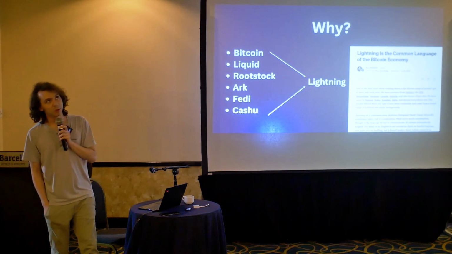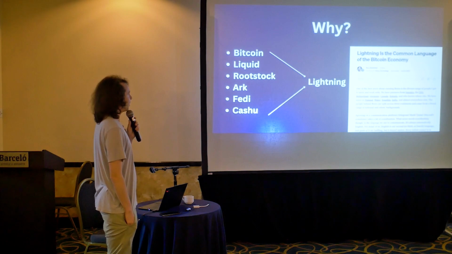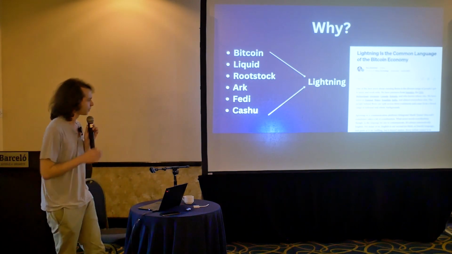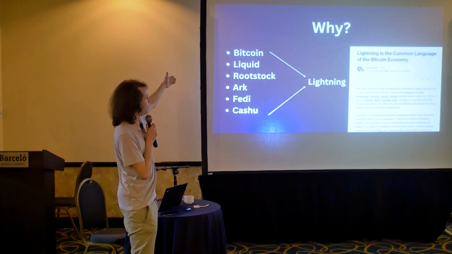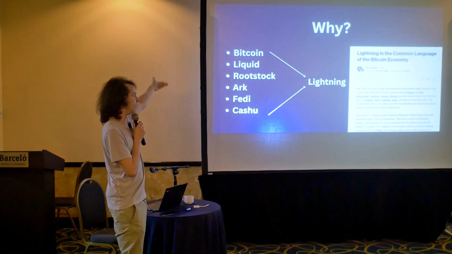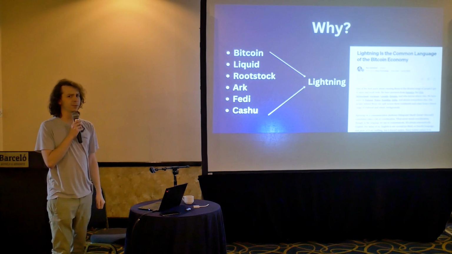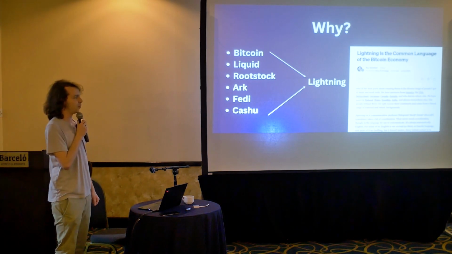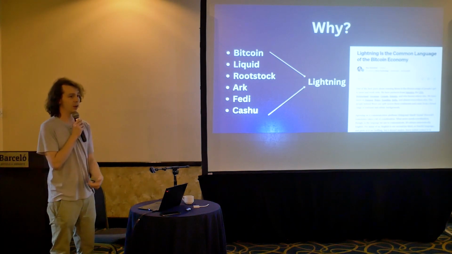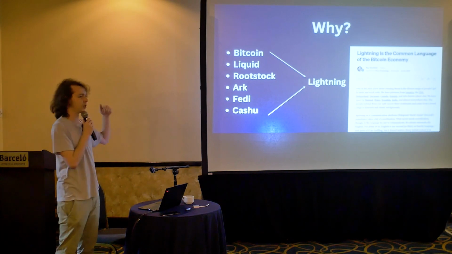And the question is, why would you want to do that? Why do you want to have swaps between Liquid and Lightning? And the reason is simple. There's so many different technologies built on Bitcoin right now. You have the Bitcoin main chain, you have Liquid, Rootstock, Ark, Fedi, Cashew, and in the end, the one thing that exists on all of them, that you can send to and from on all of these networks, is Lightning. You can swap from Liquid to Lightning.